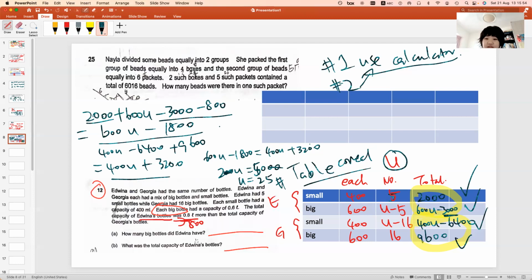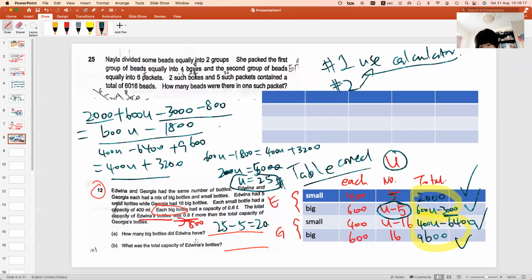Oh, okay, wait. I say U equals 25. I'm not saying the answer is 20. I'm saying U equals 25. So what they ask, how many big bottles, I mean, a big bottle, so it's 20, like you say. Yeah, because it's 25 minus 5. Okay, so U equals 25 is correct.